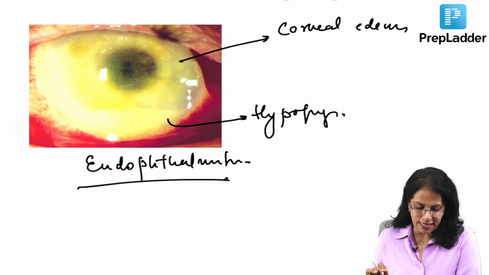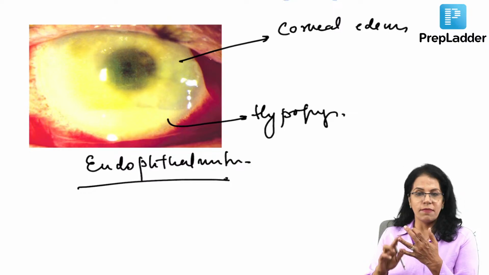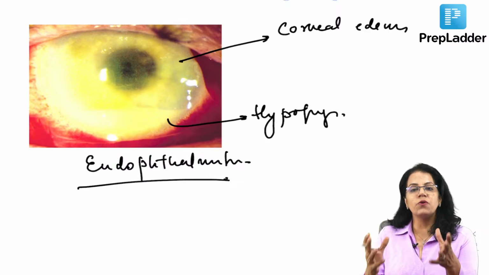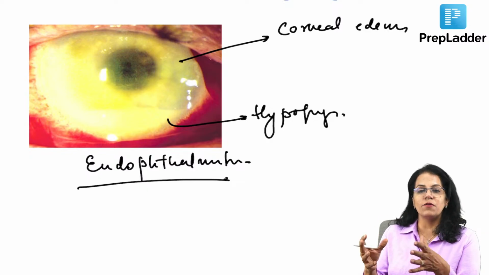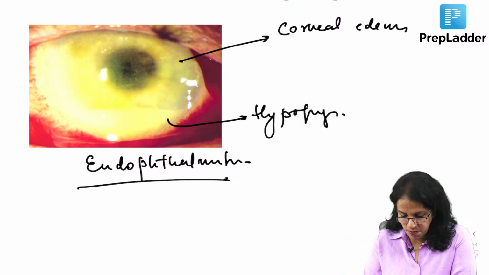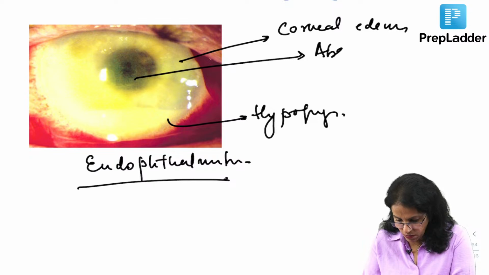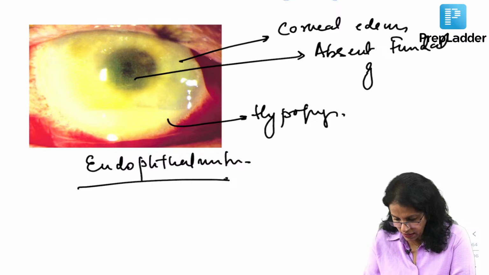Please revise it nicely. The causes can be asked, the management can be asked, and of course, you know how it presents with pain, redness, photophobia, blepharospasm, and a very important point here is absent fundal glow, and there will be a lot of vitritis and exudates in the vitreous. That is very important, is vitreous exudates, isn't it? Yeah.